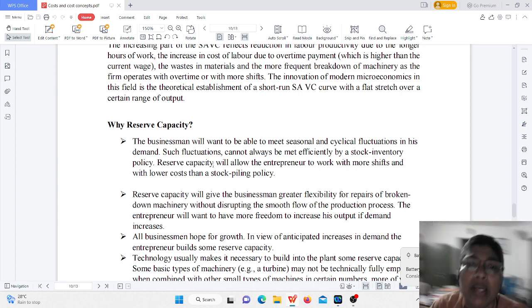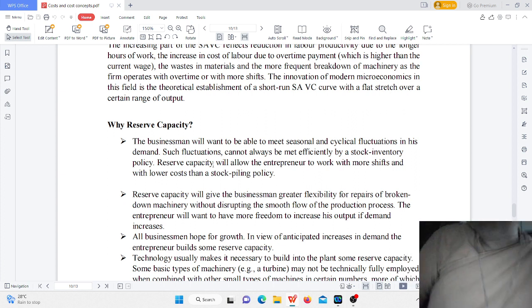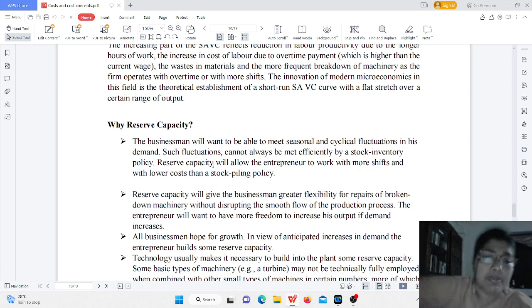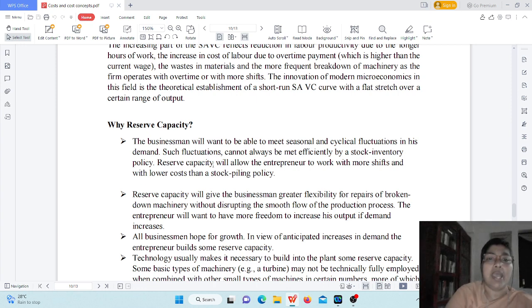So the businessmen, there are various reasons for which the firm builds in reserve capacity. So what is reserve capacity? Why do firms build reserve capacity? The first reason is that the businessman will want to be able to meet seasonal and cyclical fluctuations in his demand. You see? So, reserve capacity is what? The capacity in which the firm can produce a larger range of output.